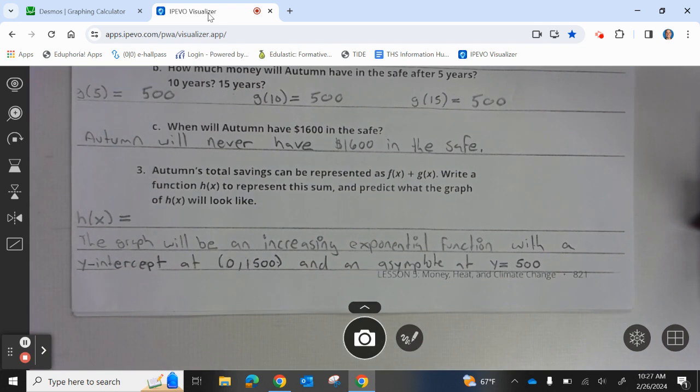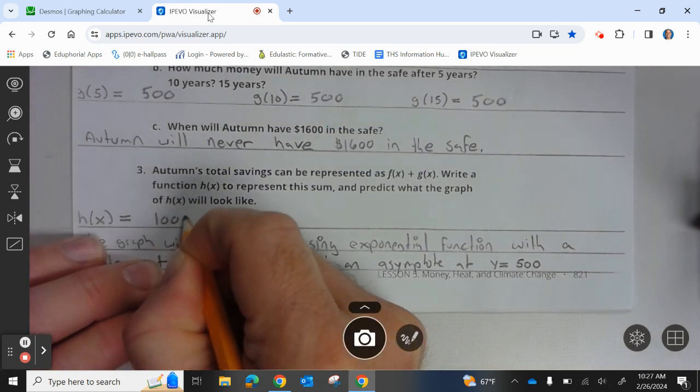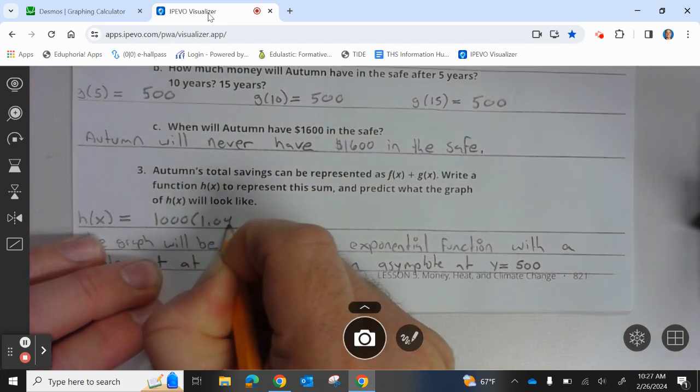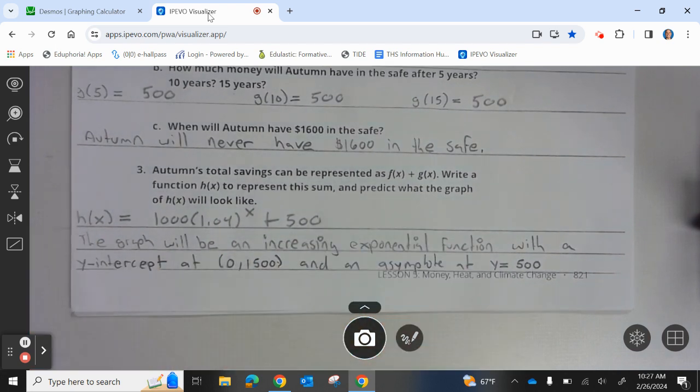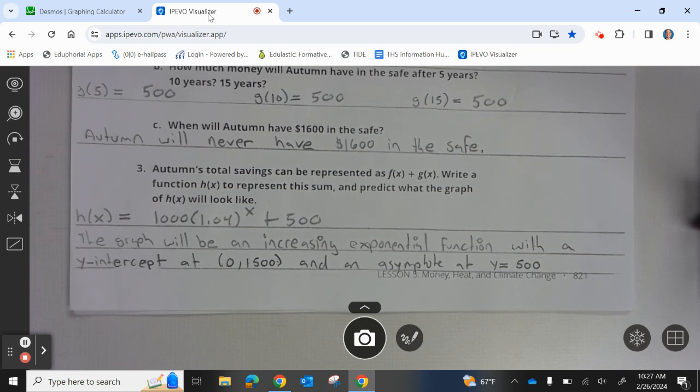3. Autumn's total savings account can be represented as f of x plus g of x. Write a function h of x to represent this sum and predict what the graph of h of x will look like. So h of x is going to be 1,000 times 1.04 to the x plus 500. The graph will be an increasing exponential function with a y-intercept at 0, 1,500 and an asymptote at y equals 500. All right, let's take a look at the next page.